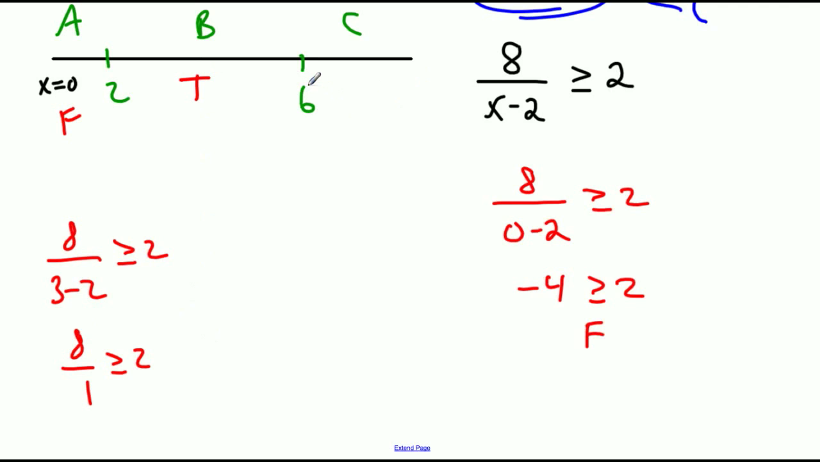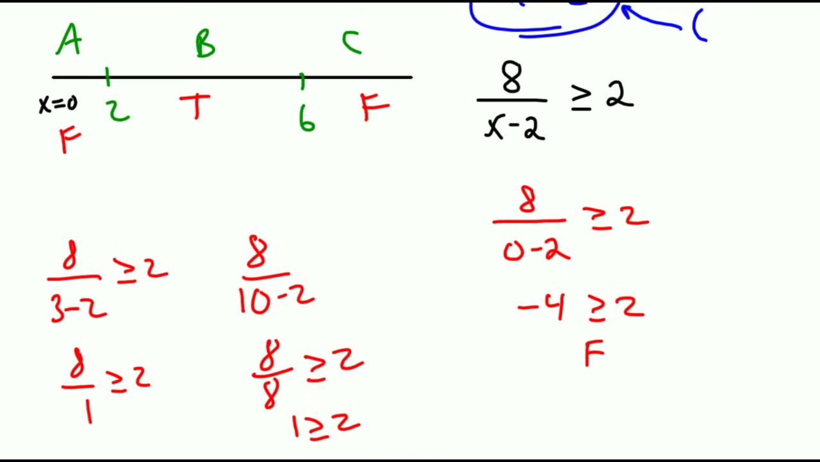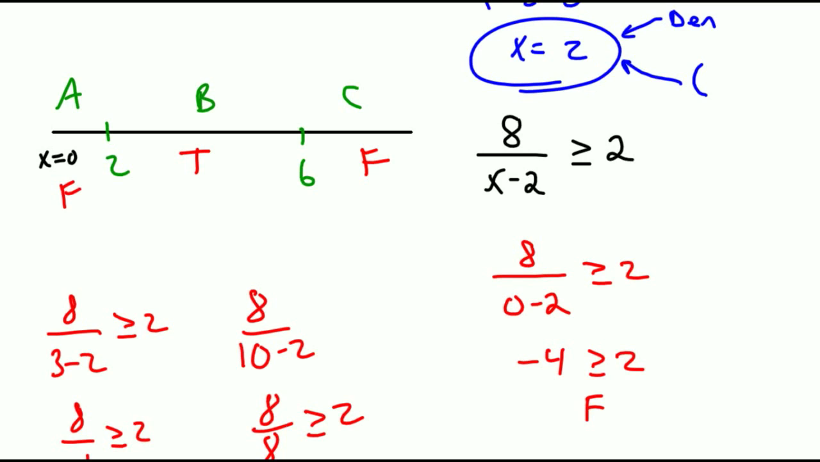And a number bigger than 6, we'll just use 10. 8 over 10 minus 2. And then we have 8 over 8, is that bigger than or equal to 2? So you have 1 is bigger than or equal to 2. Is this true or false? Well, that's going to be false right there, right? So this is false. So check it out. The only time that this was true was between 2 and 6, right?